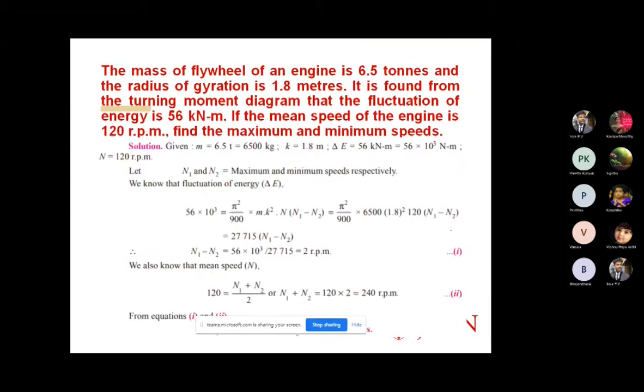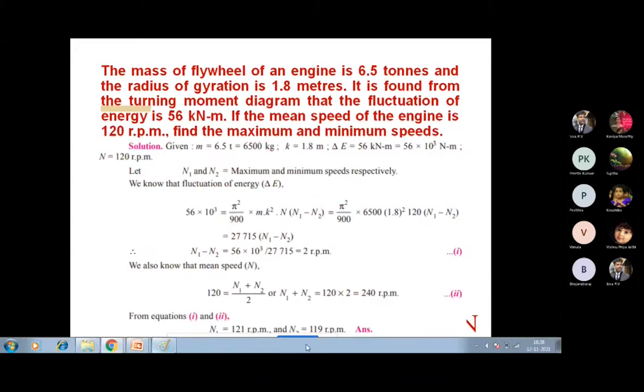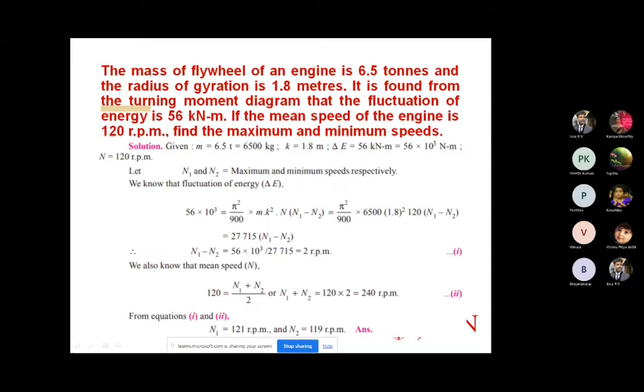So first, problem number one. The mass of the flywheel of an engine is 6.5 tons and the radius of gyration is 1.8 meter. It is found from the turning moment diagram that the fluctuation of energy is 56 kilonewton meter. If the mean speed of the engine is 120 rpm, find the maximum and the minimum speeds respectively. So maximum means n1 and minimum n2. Okay, so we are going to solve the problem here.